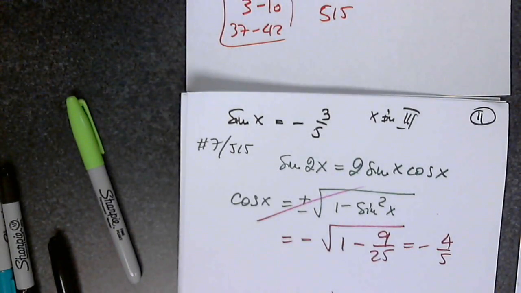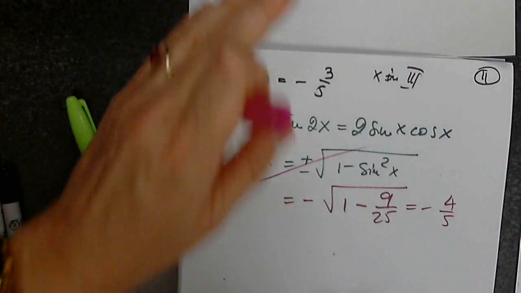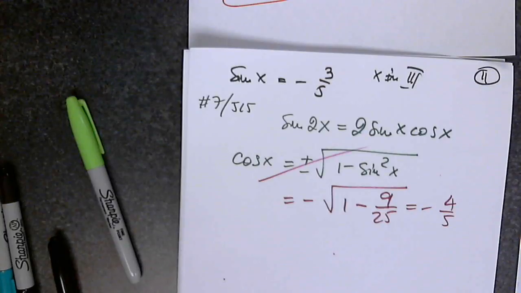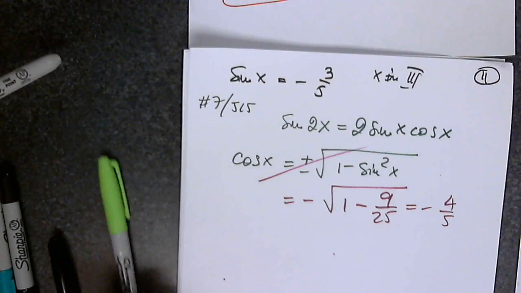With this, I completed sine twice x. I just have to put them in. Any questions on this? Yeah, so sine of 2x, that's the formula.